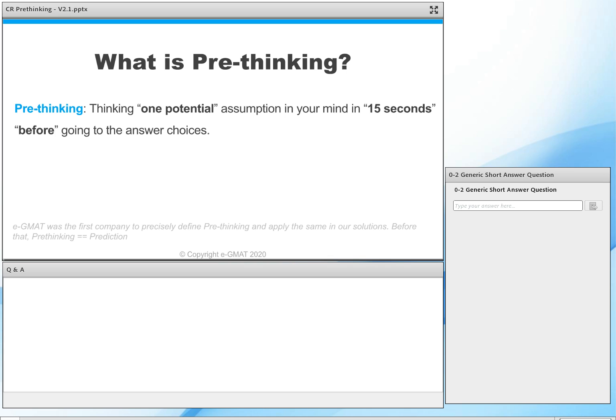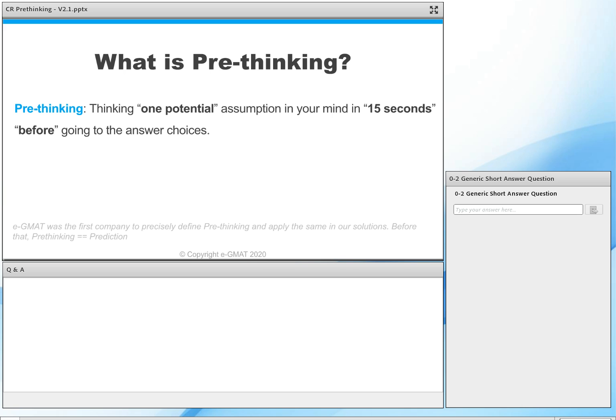So the precise definition of pre-thinking is thinking of one potential assumption in your mind. And a skilled pre-thinker is able to do this in about 15 seconds. And you've got to do it before you look at answer choices. Now, I want to talk about each aspect of this. So an argument can have multiple assumptions. Through examples in this webinar, we're going to see those assumptions. We only want to worry about one potential assumption.